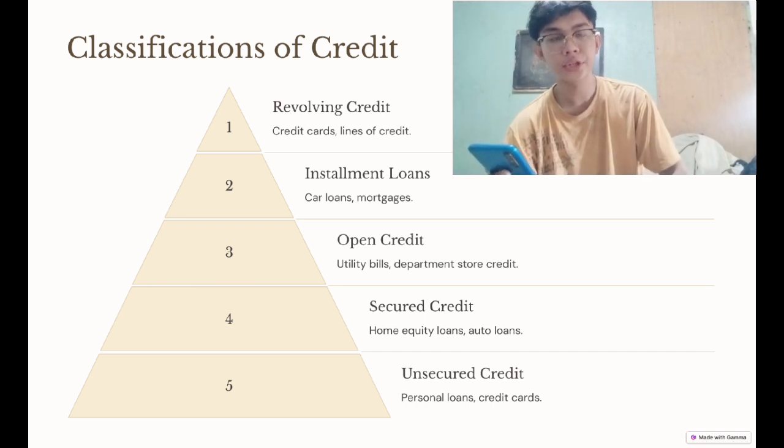Next is secured credit. Loans backed by collateral. So for example is home equity loans or any loans as long as they need collateral. Reduce risk for lenders but require borrowers to pledge assets. Lastly is unsecured credit. Loans not backed by collateral. So for example, personal loans. It relies solely on the borrower's creditworthiness but often comes with higher interest rates due to increased risk.